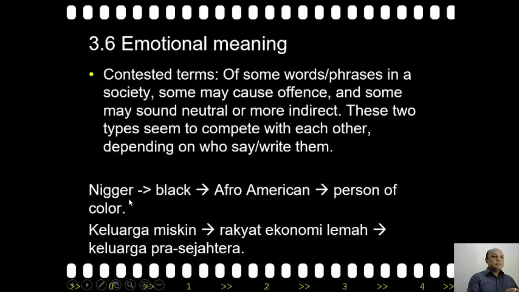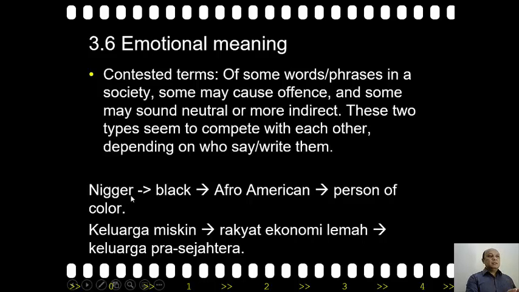So, for example, in the US, you have the word nigger, which is very rude. Negro, yes, orang negro, nigger. Another contested term is black. Then you still have Afro-American, which is softer, more indirect. And then the least direct, person of color. So the further you go to the right, the more euphemistic it sounds, the more polite and indirect it sounds.